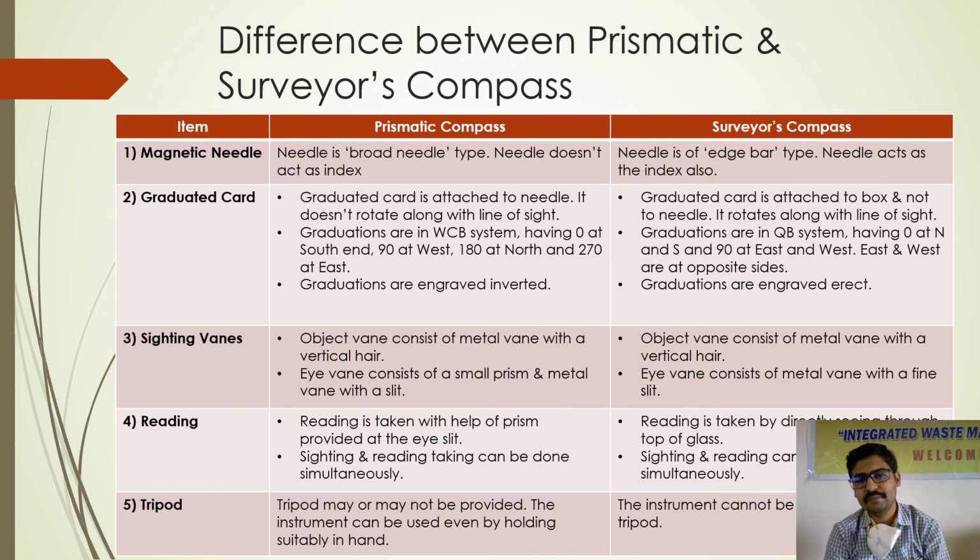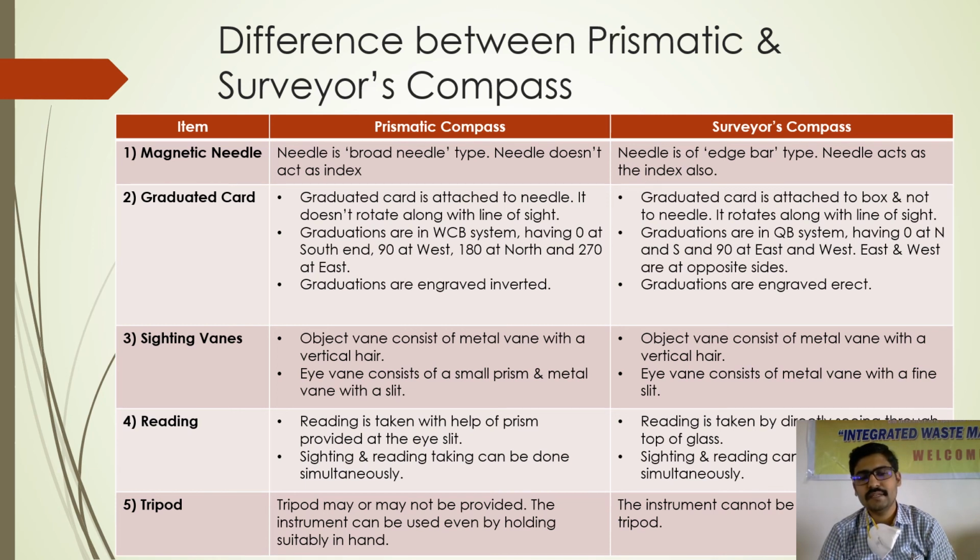And in prismatic compass you can read the reading and sight both simultaneously. So sighting and reading can be done simultaneously in case of prismatic compass, whereas in case of Surveyor's compass, first you sight, then you read the angles from the top of the glass. So you cannot do both the work simultaneously here.